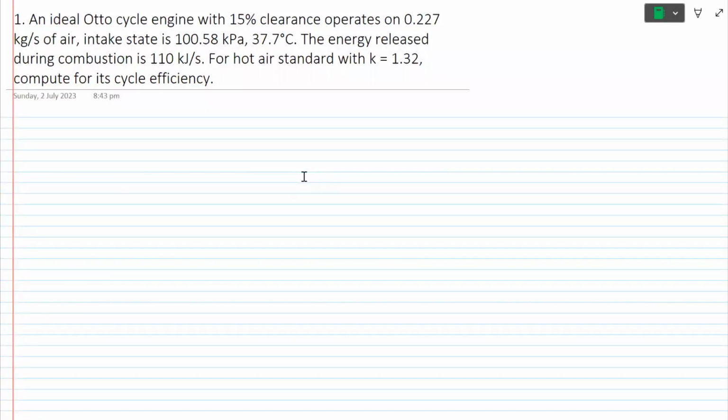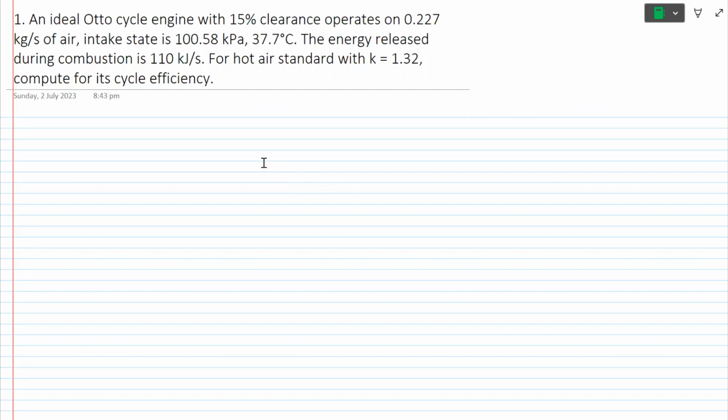Okay, so I have here the problems about fuels and combustion. So let us start with number 1. And if you want to know their discussions, I have separate videos about it. So it is purely solving only. No more discussions. Okay, so let us start with number 1.